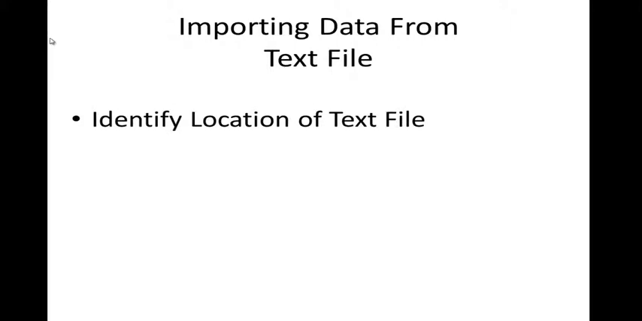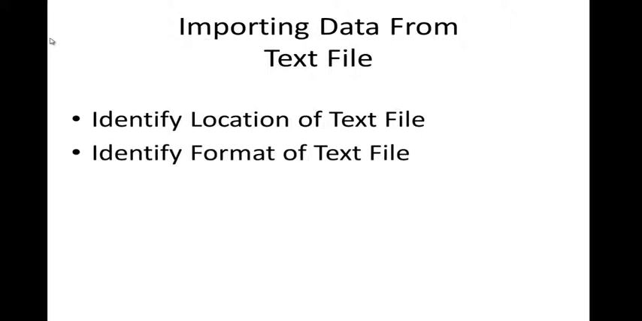We're certainly concerned about the location of the text file. So it's incumbent upon us to identify the location of that text file, whether it's another computer, whether it's a network, perhaps it's an FTP site, maybe somebody's giving it to us in a secure way via email. So we've got to identify where that text file is located. We've got to identify the format of the text file. Now, this sounds more difficult than it really is. We're going to talk about exactly how to do that in a few moments.